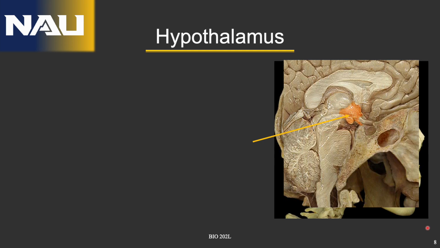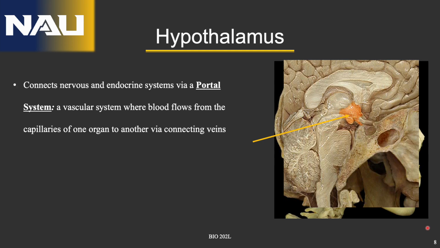So again, there is the hypothalamus, and the hypothalamus connects the nervous and endocrine system via a portal system, a venous vascular system where blood flows from the capillaries of one organ to another via connecting veins. So if you see two capillary beds connecting two organs, that is a portal system. And with this particular portal system, it is made up of the hypothalamus and the pituitary.